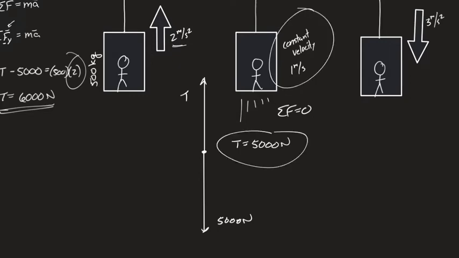Don't be distracted with a number here. Doesn't matter how fast the elevator is going. If it's traveling at a constant velocity, the net force is 0. Forces are balanced.